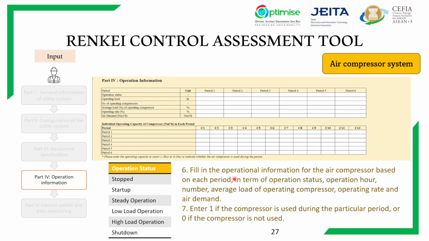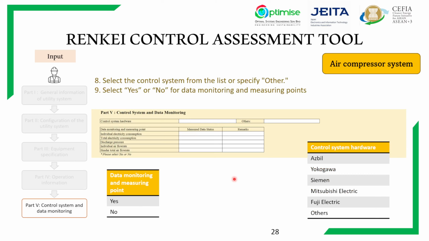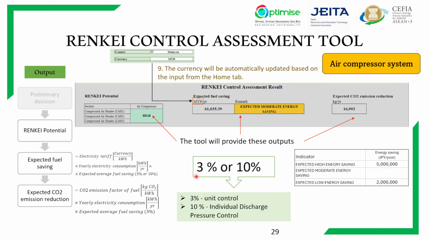The next part is the last part. Compressor only has 5 parts. There is no heating question for the time being. So you just need to choose the control system hardware and the data monitoring and measuring point, just about the same as our previous 2 equipment. Before we go to the example, I believe we need to talk about the output.